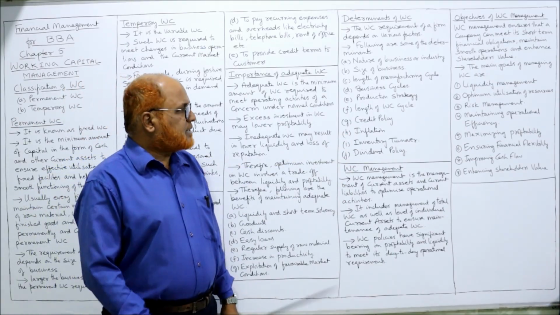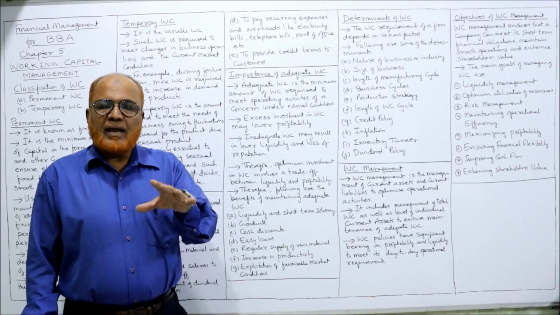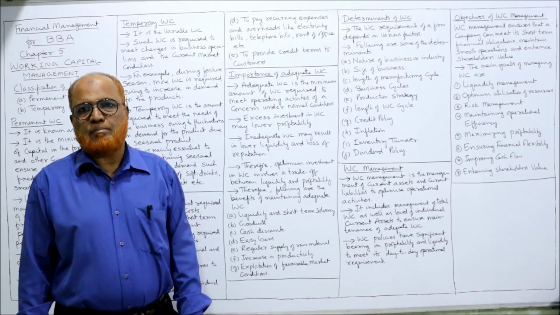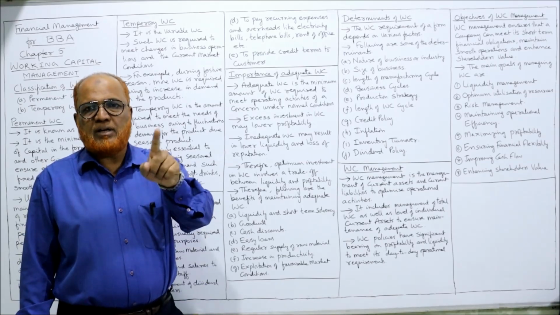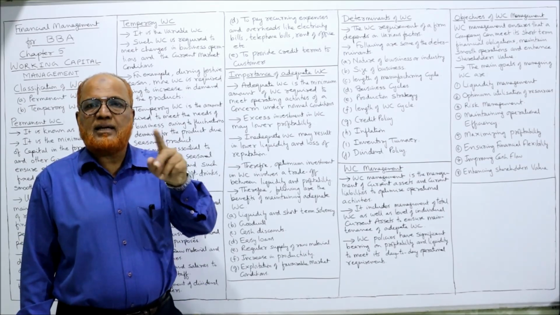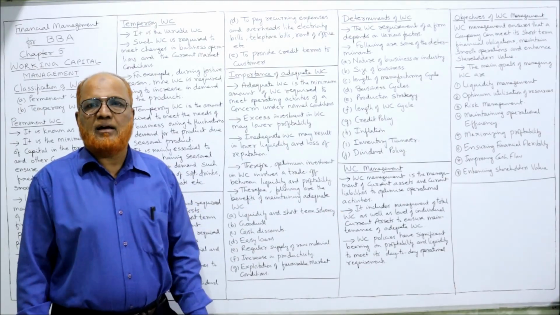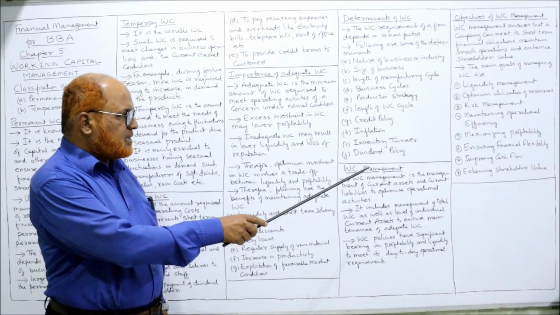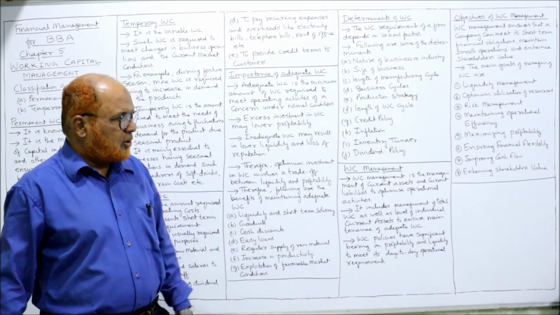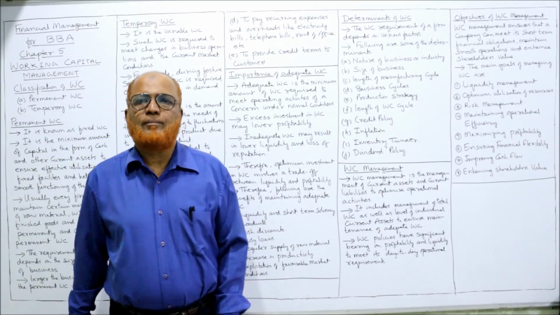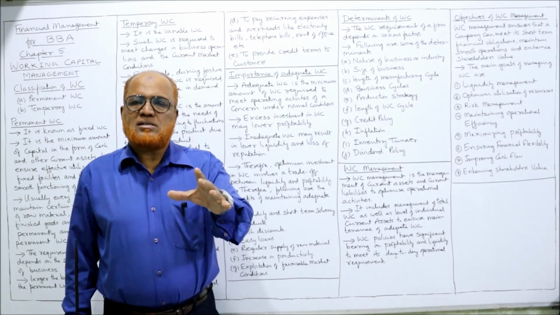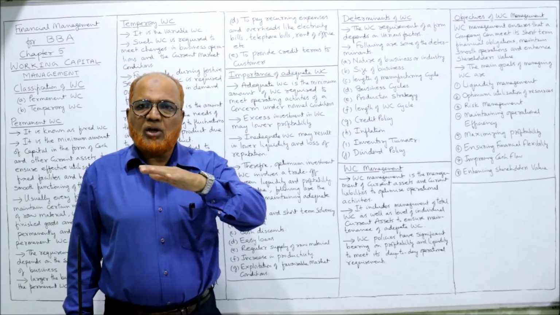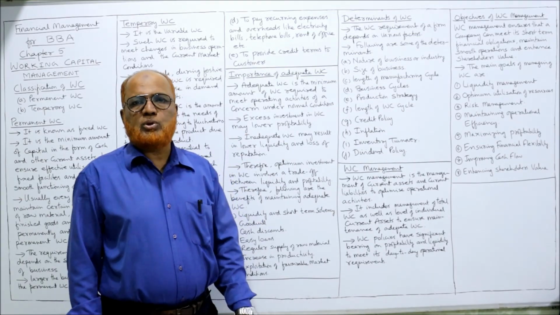Now, working capital management. Managing the working capital is a very important task of the finance manager. Otherwise, the profitability and liquidity both will get affected due to bad working capital management. So, working capital management is the management of current assets and current liabilities to optimize operational activities. Managing the current assets and current liabilities is called working capital management, so that the operations go smoothly.